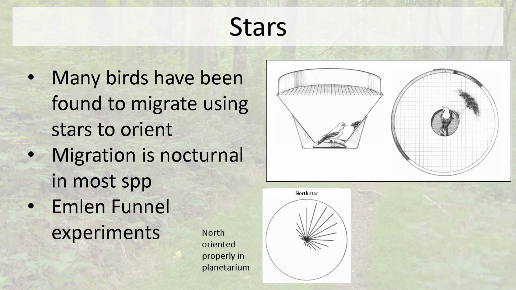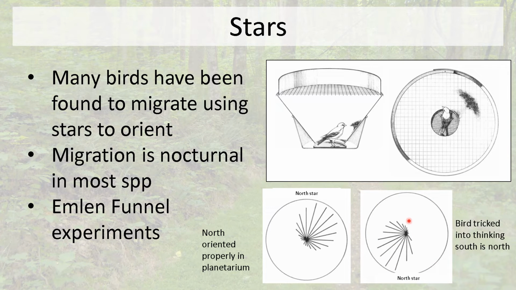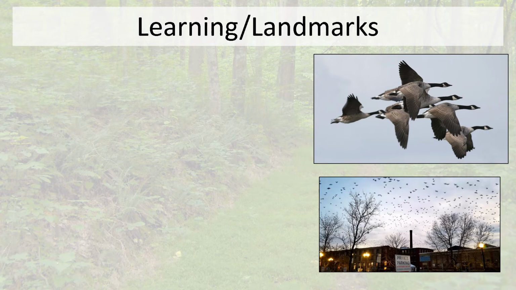Well, what Emlen did, and other people have done since then, is put these birds outside and try this. Here's the North Star, and you can see that the birds are mostly orienting in a northerly direction. What you can do, however, is put the birds in a planetarium and orient the North Star correctly, and they behave normally. But if you flip the North Star around, the bird can be tricked into trying to migrate south, even though they should be going north. They're tricked because the planetarium is convincing them they're facing the other way. Now that's just one really cool example.